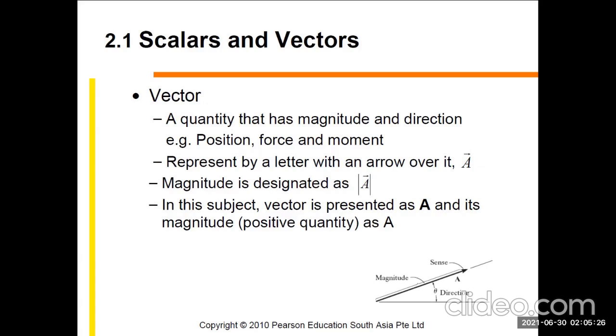So it is represented by a letter with an arrow over it. We must put an arrow here to show it is a vector, and therefore direction has consideration. The magnitude is designated by two lines, like the absolute value. In this subject, a vector is represented by a bold letter and the magnitude, a positive quantity, by a non-bold one. So this is an example of a vector. When we draw it to scale, this represents the magnitude, this theta is the direction, and this one is the sense of the vector.